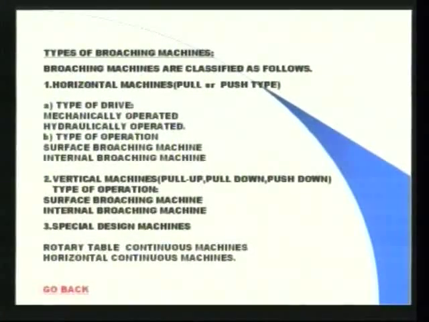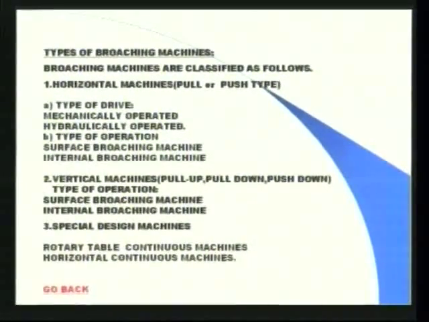Broaching machines are classified as follows: horizontal machines, vertical machines, special design machines. Horizontal machines may be pull or push type. Vertical machines may be pull up, pull down, push down.